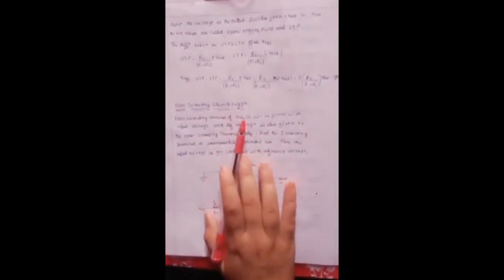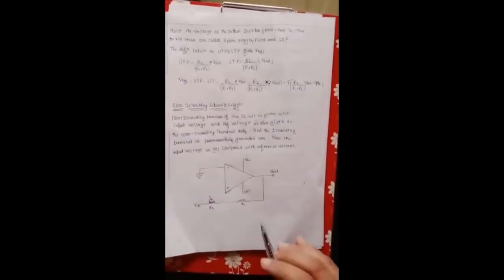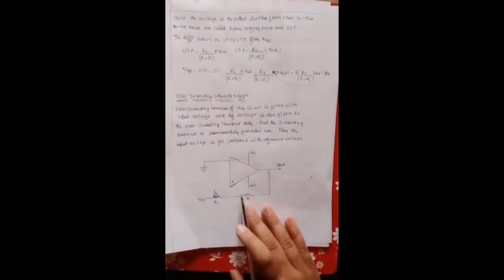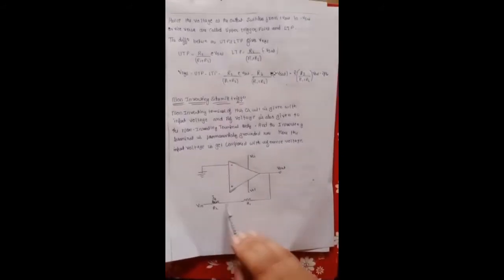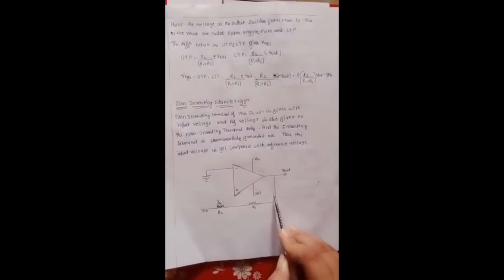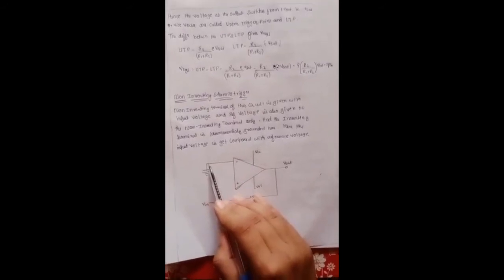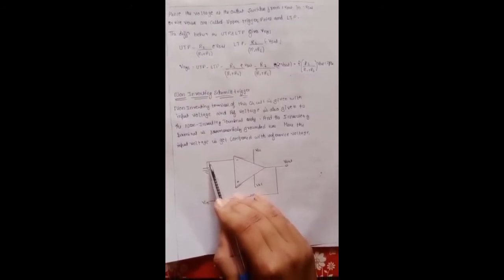Non-inverting Schmitt trigger. The non-inverting terminal of this circuit is given the input voltage, and the reference voltage is also given to the non-inverting terminal only, and the inverting terminal is permanently grounded here. Here the input voltage is compared with the reference voltage.